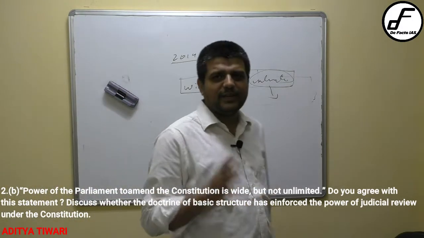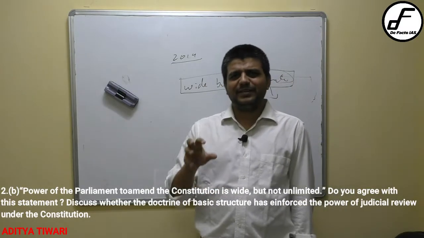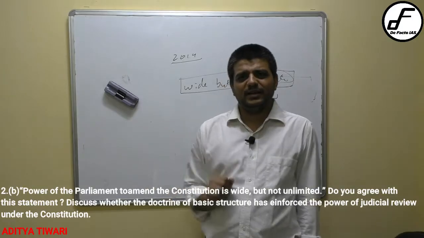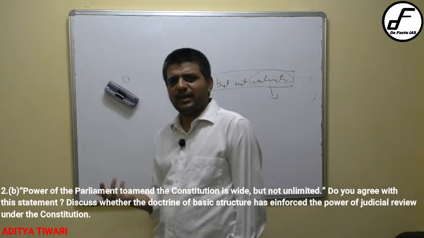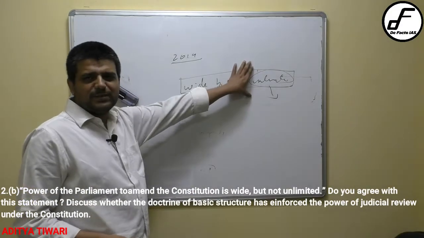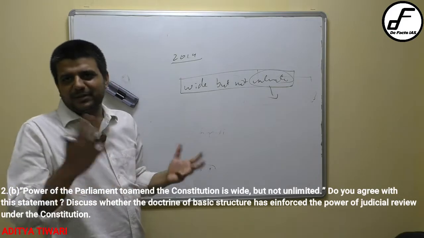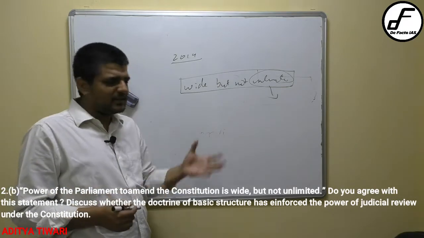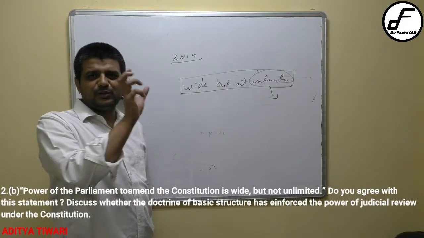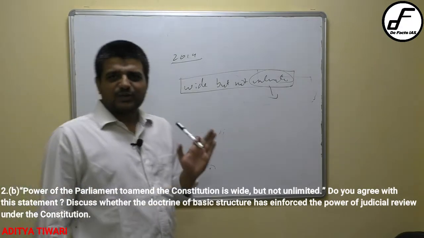So you cite three cases, and you write the ratio of those cases. This is the smaller fact, and the court held it is a part of basic structure. And you conclude it. That's it. That is the conclusion itself. So it is a very simple question. In the first part, you talk about this particular line: it is not unlimited, it is wide but not unlimited. Justify it with good lines. And in the second part, write the heading judicial review as a part of basic structure and write the case law. That's it. Understood that particular point?